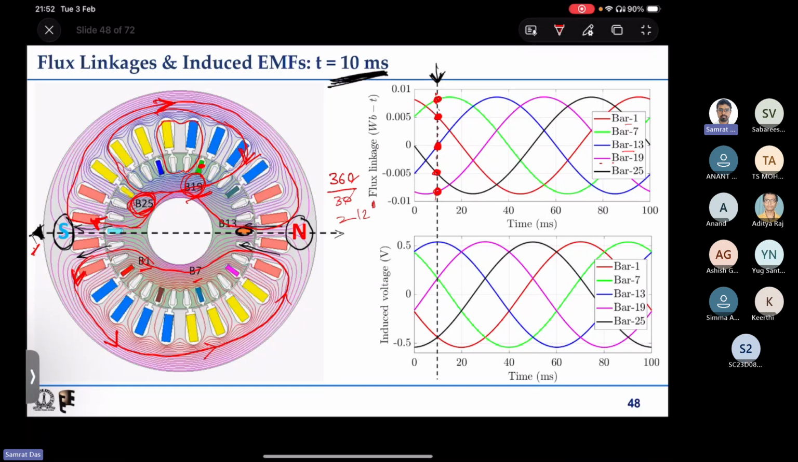So because we had 0, the corresponding induced EMF waveforms look like this. At the same instant you can see that the bar, bar 13, which had 0 flux linkage at this instant, actually has positive induced EMF at the same instant. Similarly, all these have some positive induced EMF of reduced magnitude, and these have some negative induced EMF.